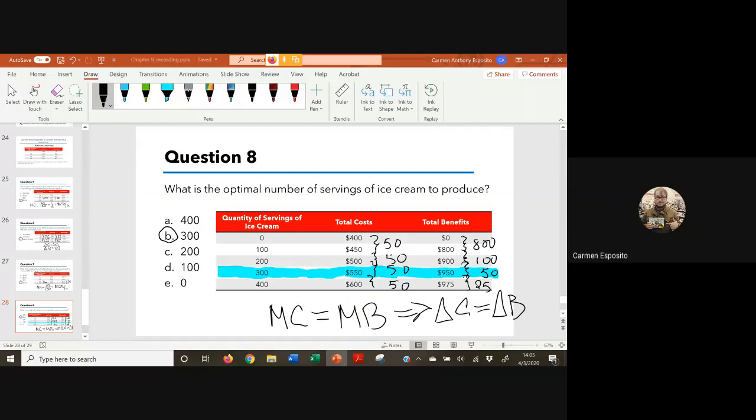And so here were some examples of multiple choice questions on marginal analysis.